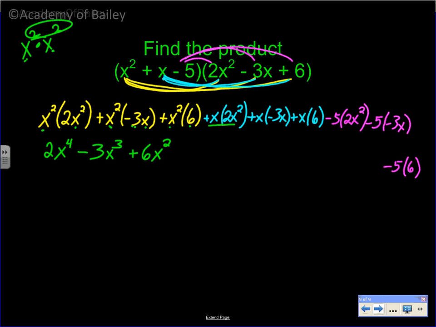And now we're here. Since we have 1x times 2x squared, 1 times 2 is positive 2, and x times x squared is going to be x cubed. If we have x times negative 3x, that's going to be a positive times a negative is a negative, and 1x times 3x is going to be 3x squared. And moving on to the last one, x times 6 is a positive 6x.